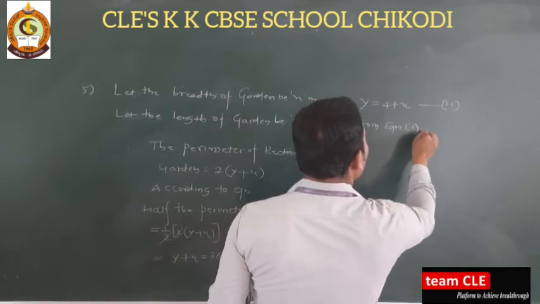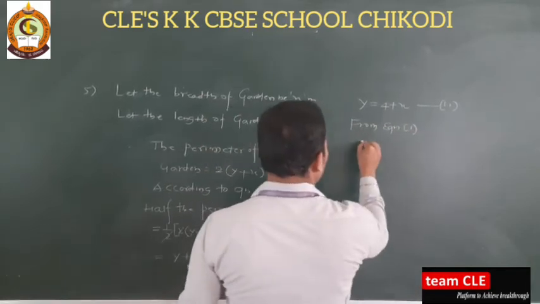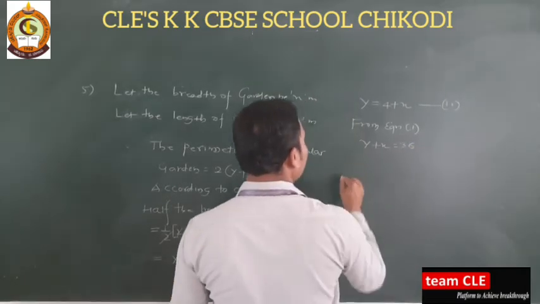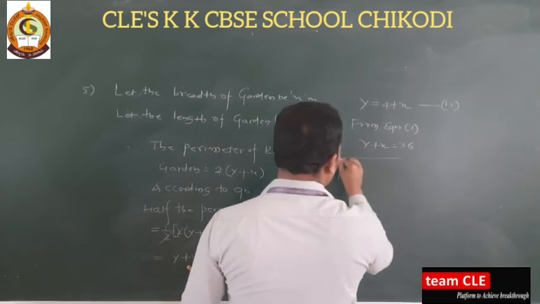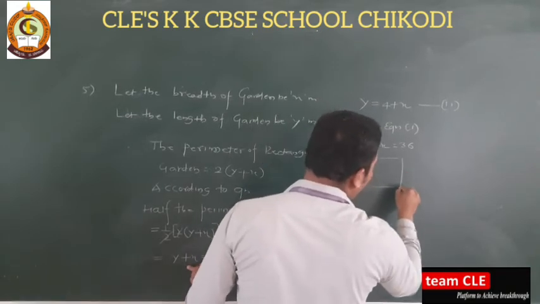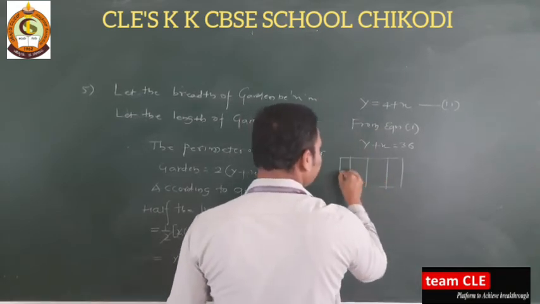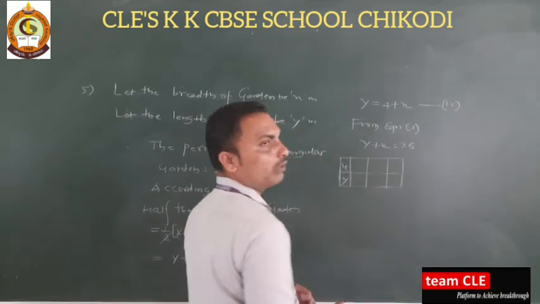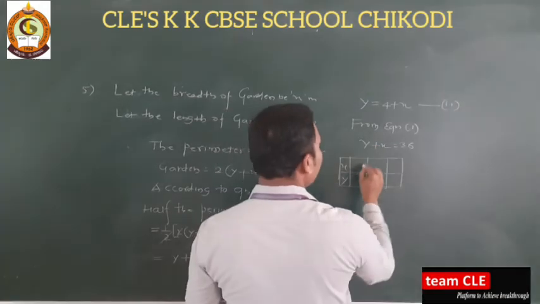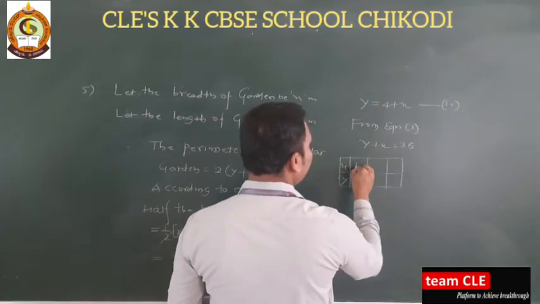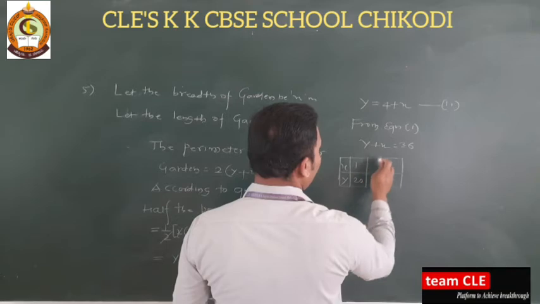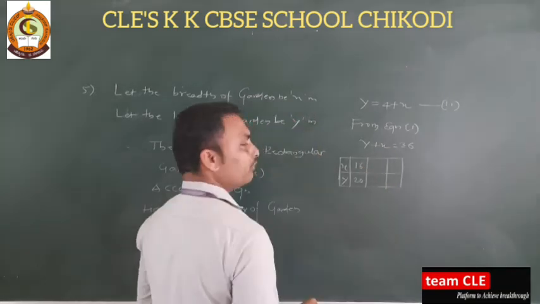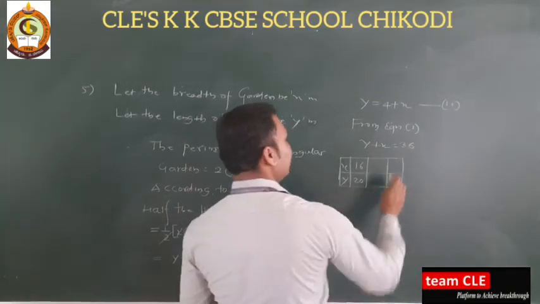For that, from equation 1, we have y plus x is equal to 36. So we need to calculate the values of x and y. Now do one thing, substitute. Okay, y is equal to 20 and x is equal to 16. 20 plus 16 you will get 36.